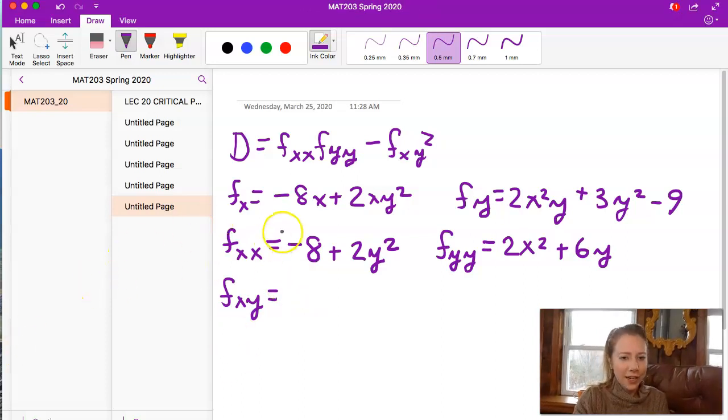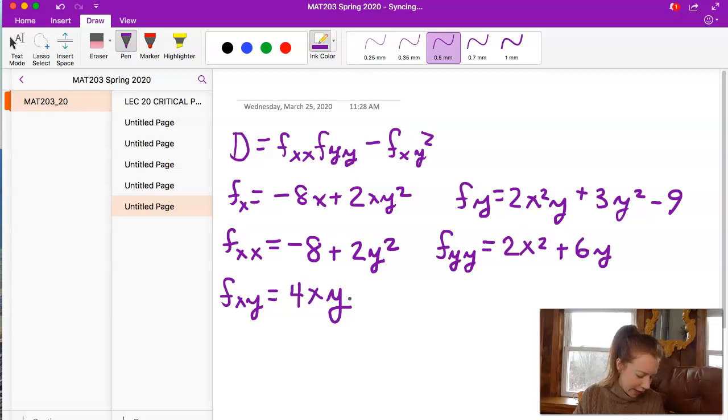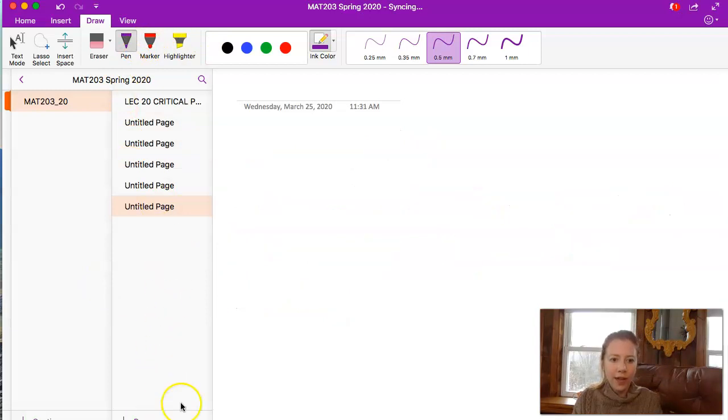Sorry about pausing there for a second. I just had a bit of a brain cramp and I was looking at the second order partial instead of the first. So now looking at the first order partial with respect to x and taking the second order partial derivative with respect to y, that's going to be 4xy. All right. So now we have all our partials and we just need to plug them into our formula for D. And so let's start a new page for that.